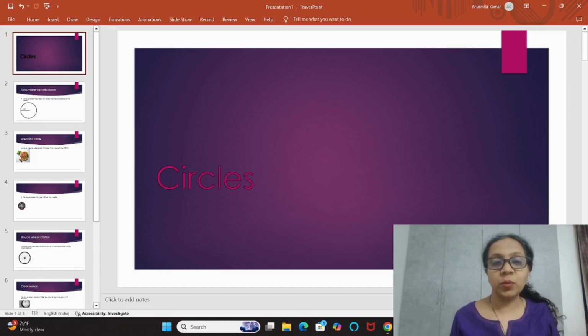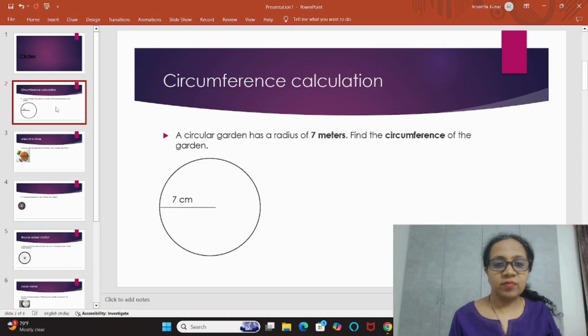Interesting maths video. Today we will be covering a few word problems on circles. So let's look at our first sum. This is based on circumference.